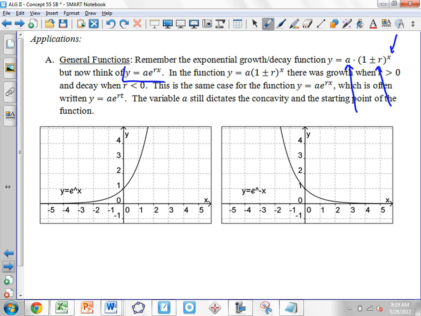This is very similar to this last one, but instead of compounding per unit time, remember it was like 2% per year was the interest rate, or if the growth or the population decayed at the rate of -3% per day or per year.